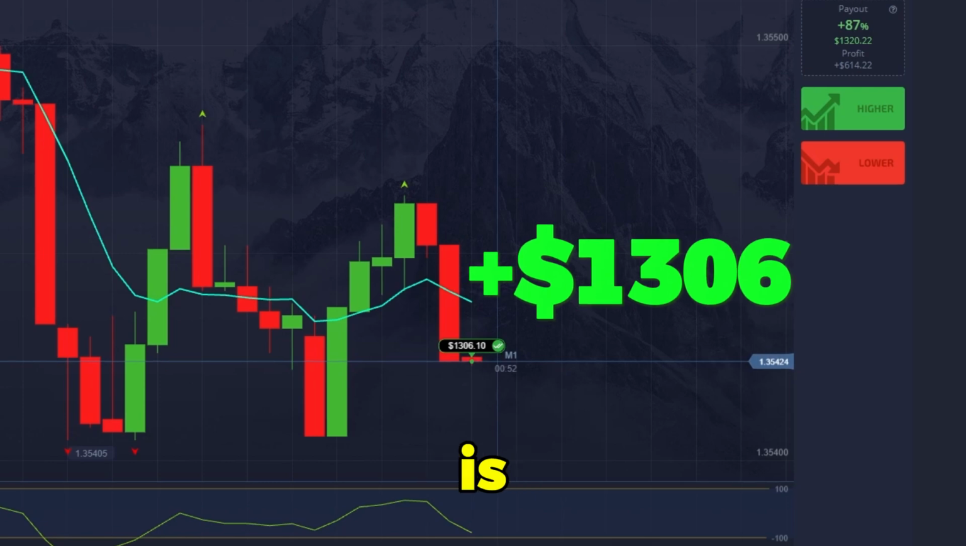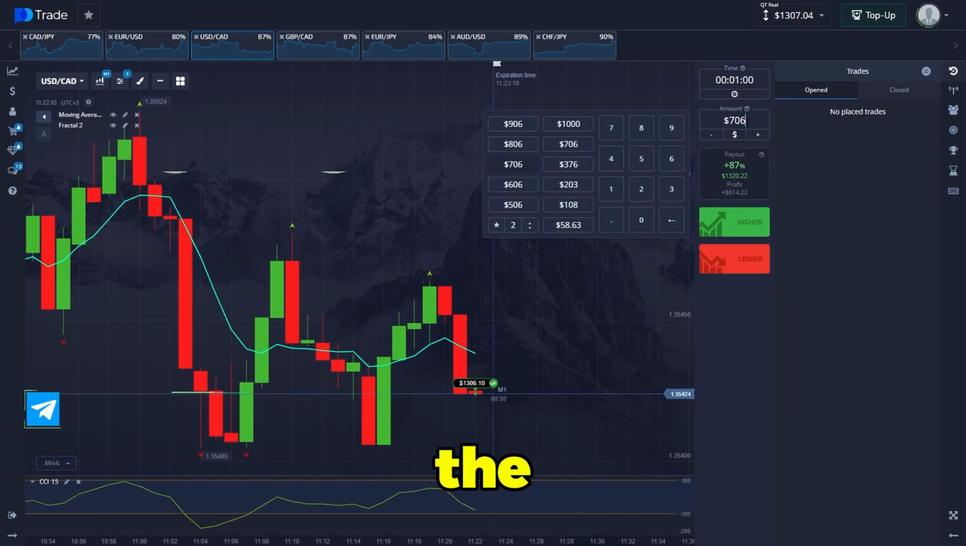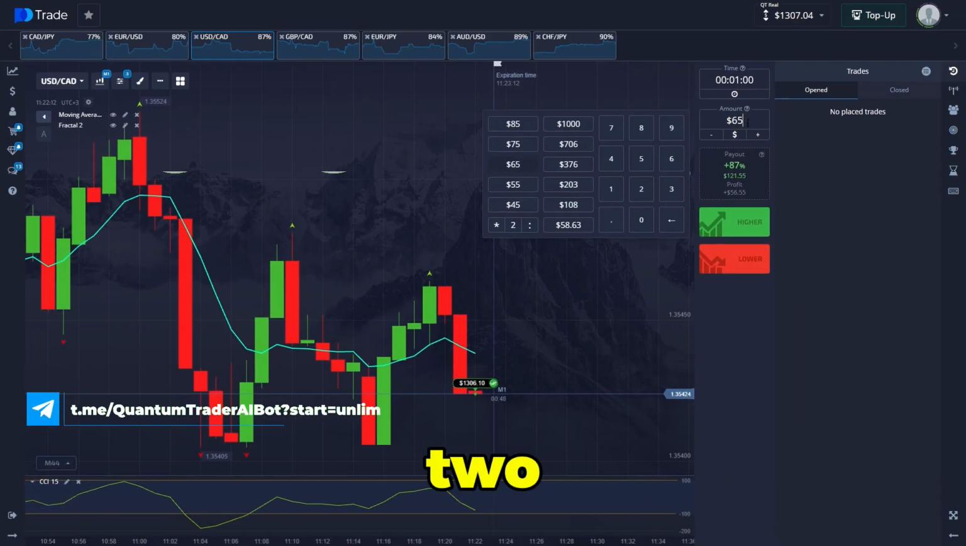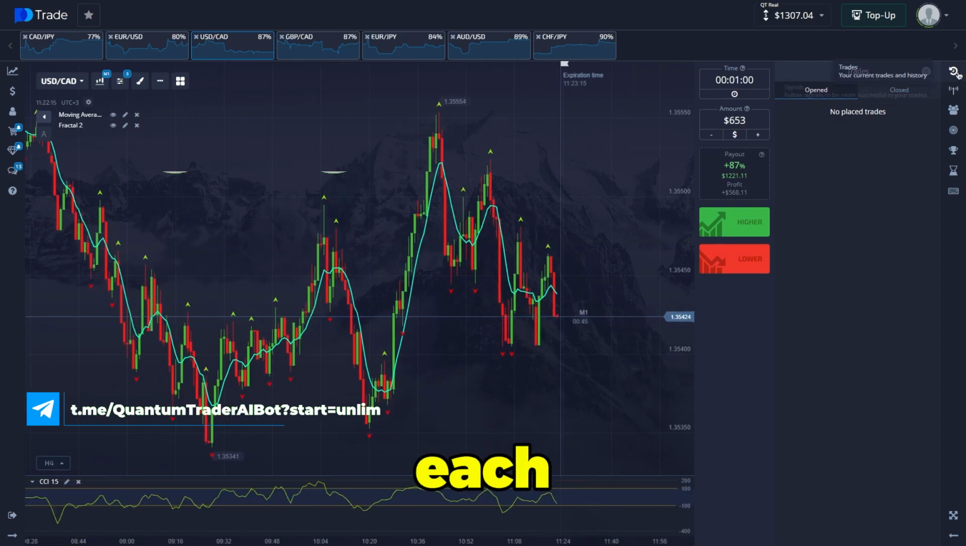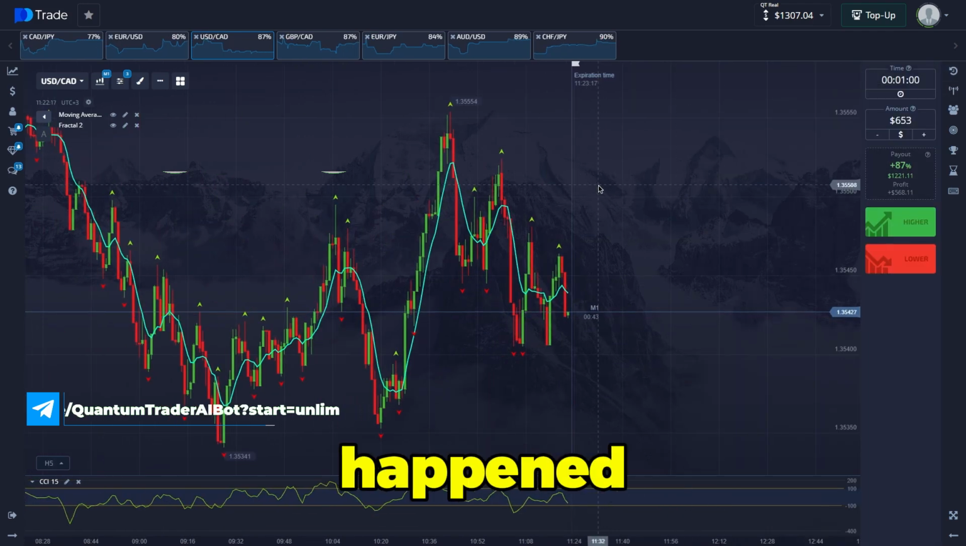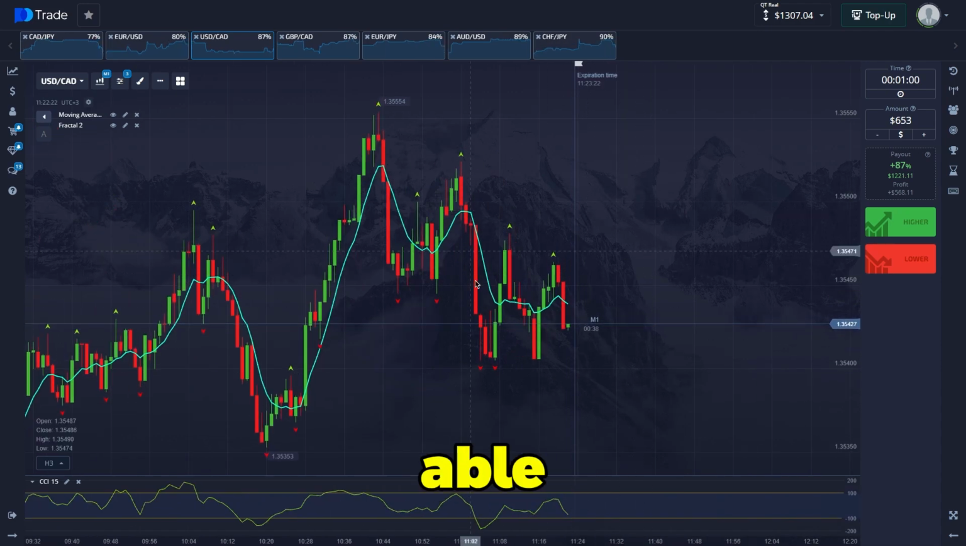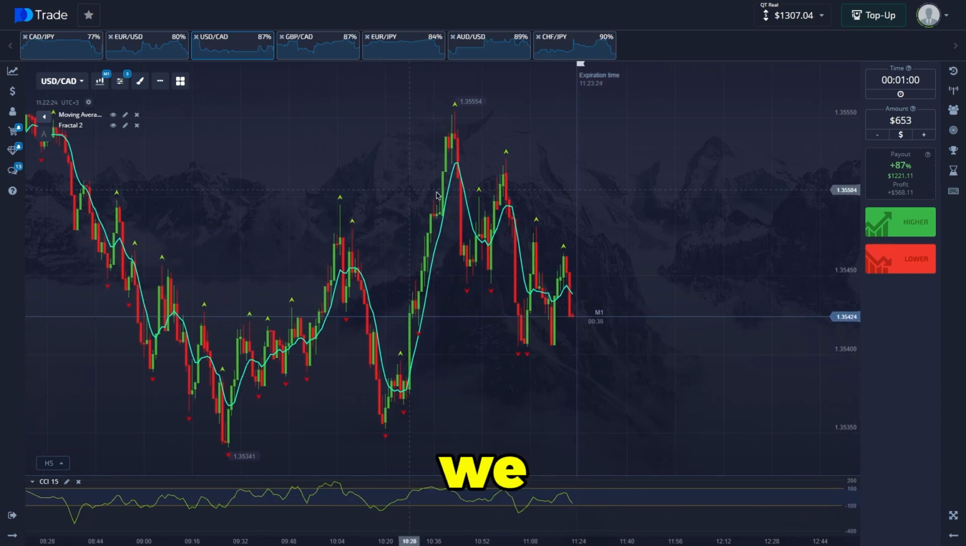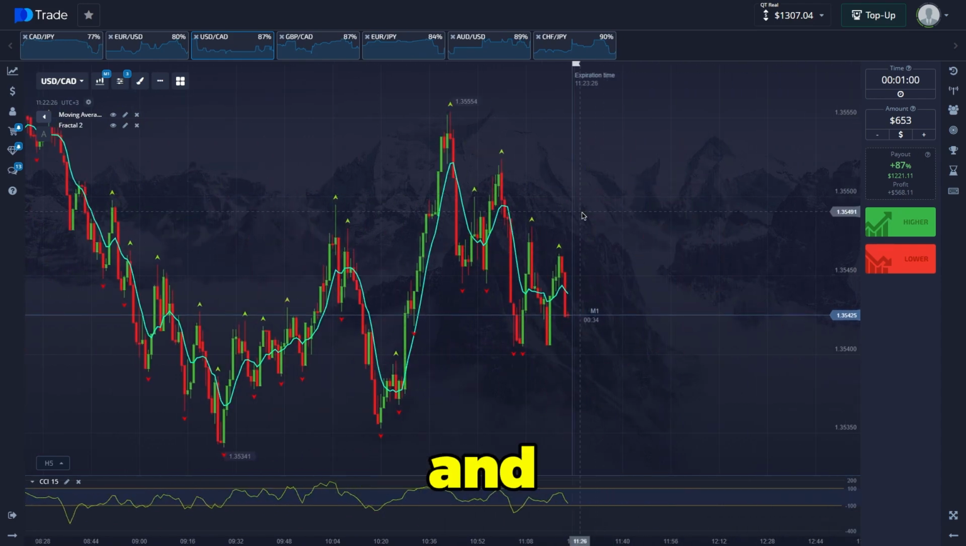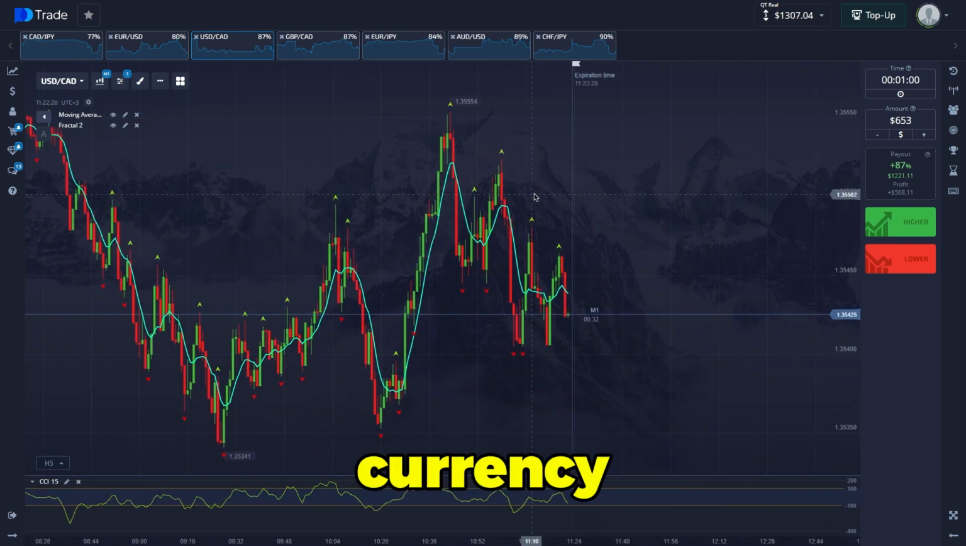And our next deal is also closing in A+. We will change the amount of the value. We will open 2 deals at 653 for each, as you can see. Everything happened, as I said, having mastered this strategy, you will be able to do exactly the same. Well, we will continue trading and select the next currency pair.